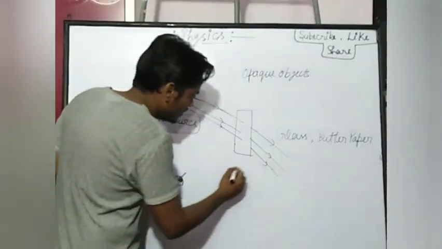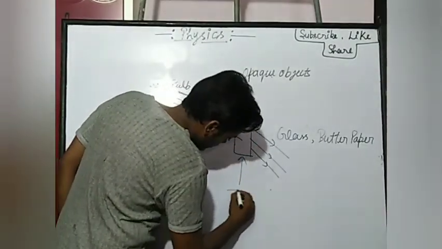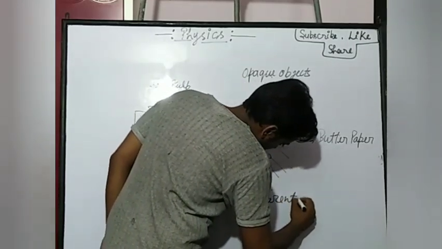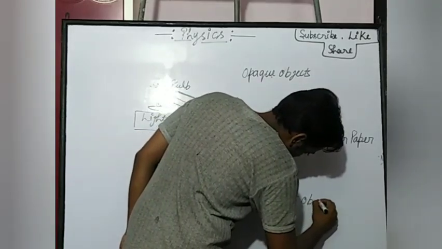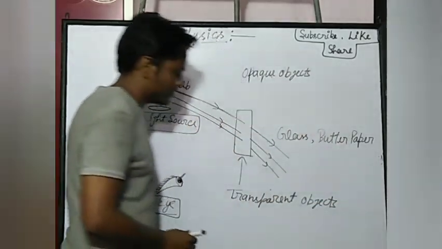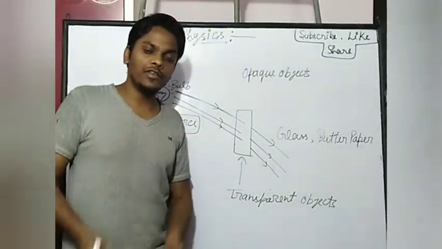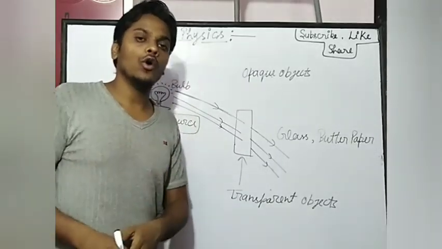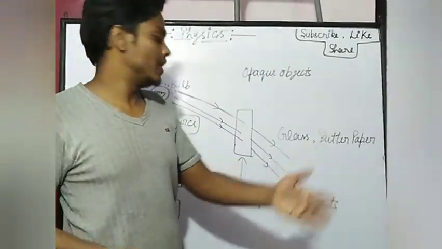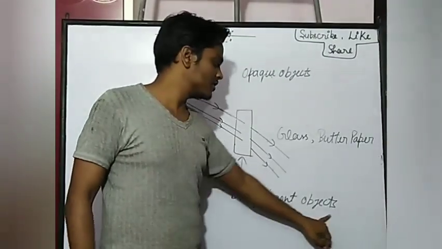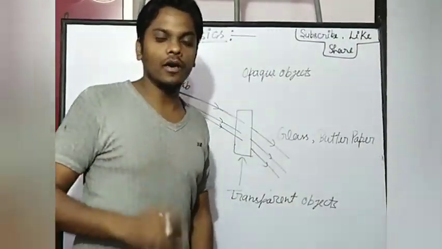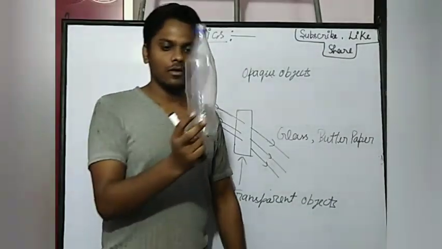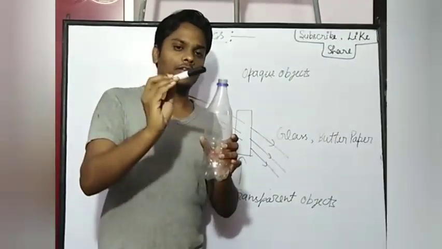These kinds of objects are known as transparent objects. Okay, so those objects which allow the ray of light to pass through them are known as transparent objects. You have already heard about transparent glass, or see this bottle and this pen.